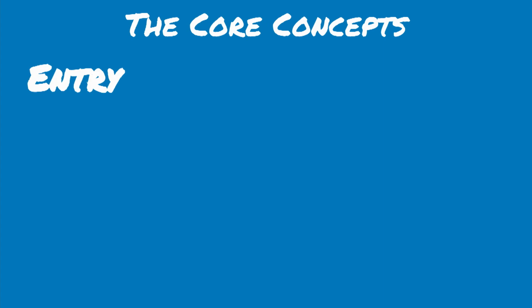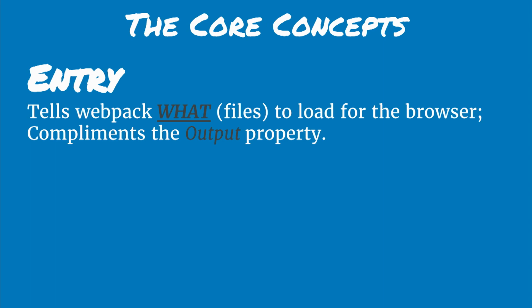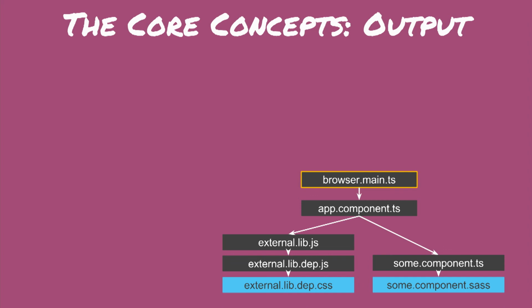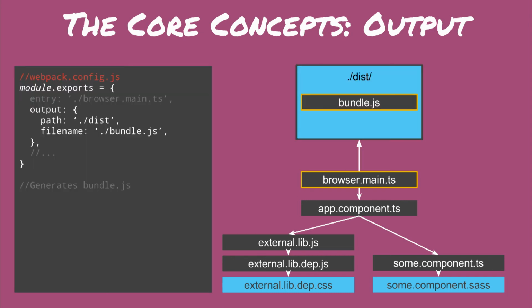So when you think about it, the entry point tells Webpack what to load for the browser. And it complements another core concept called the output property. So output. We could take that same example, and from there, we need to tell Webpack what to do once it's created a dependency graph. So you can see this is just an example of an output property. It's a JavaScript object that takes a path and a file name. And so that's the name of your bundle and where it's going to be saved.